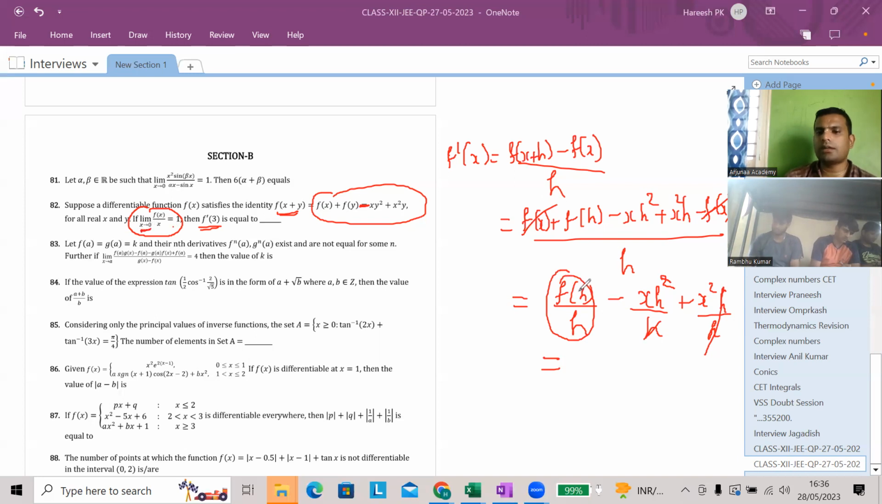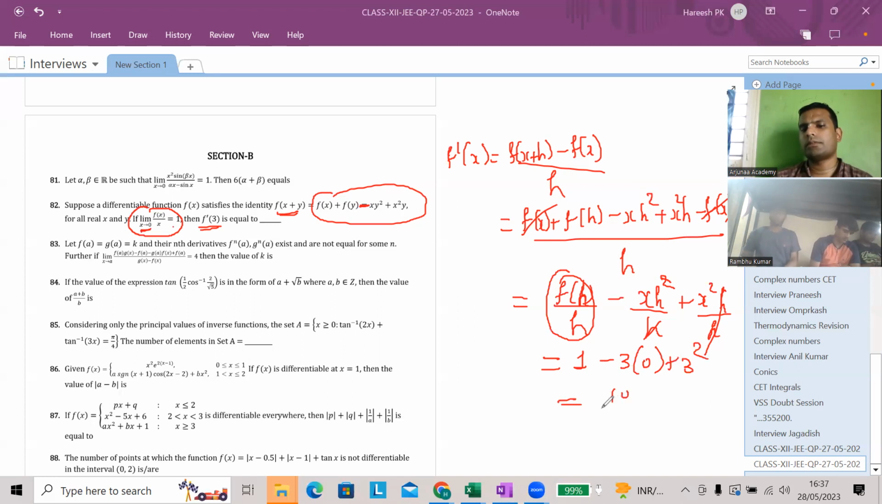Because as h tends to 0. Now x is not tending to 0. What is tending to 0? h is tending to 0. So this part is 1. Is it clear? Yes, sir. And here we have to put x as 3. So 3 into h, but h is tending to 0, and 3 square. So you'll get 1 plus 3 square, 10. This is a previous year JEE question. We have done similar questions actually.